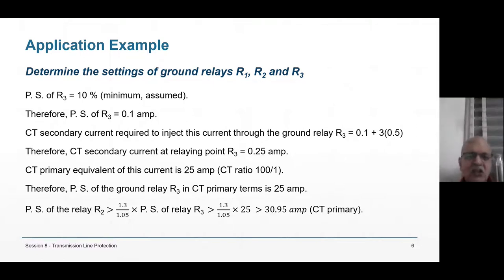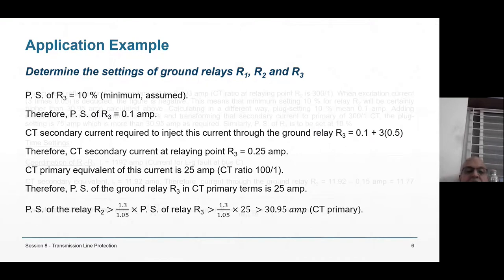So, as we were saying, the sensitivity is 25% and not 10%. That is the disadvantage of the ground relays. Therefore, what is the flux setting of the ground relay? In terms of primary it is 25 ampere. Now, because between R2 and R3 there is no transformer, as in the example we have taken, the flux setting of R2 is going to be 1.3 divided by 1.05 of PS of R3, that is 30.95 ampere in CT primary terms.